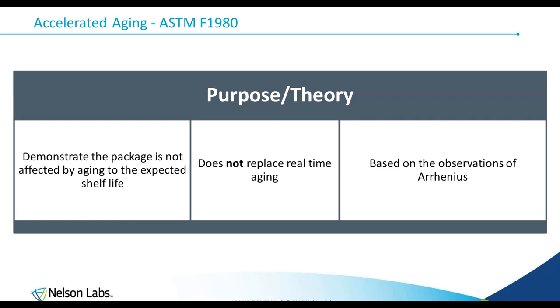Again, you're required to do real-time aging, but as I mentioned before, by subjecting the packages to elevated temperatures, you reduce the shelf life necessary for them to sit in the chamber. It does not replace real-time aging. The theory is based on the observations of Arrhenius, which states essentially that for every 10 degrees above ambient, the reaction rate doubles. So, for example, if your ambient temperature is 25 degrees Celsius, by subjecting it to 35 degrees Celsius, instead of a one-year shelf life, now you can test it for 6 months, and so forth.